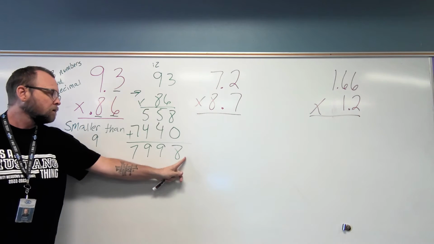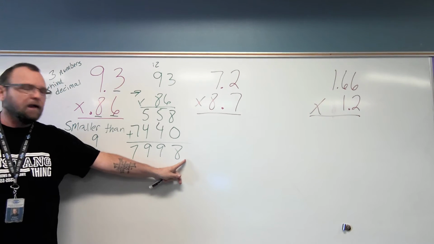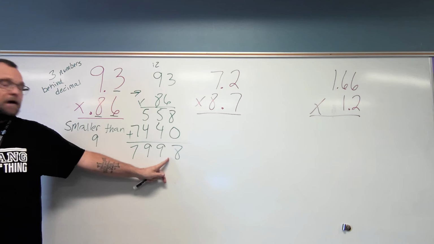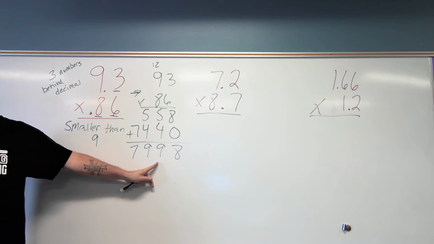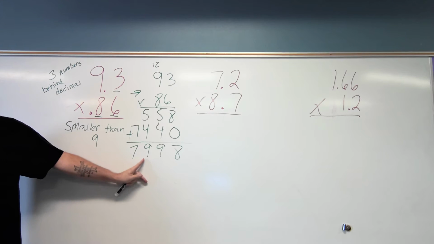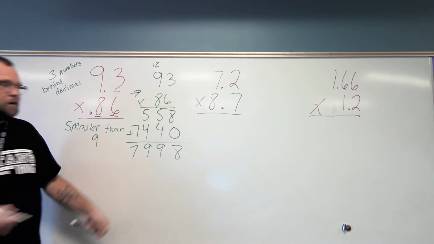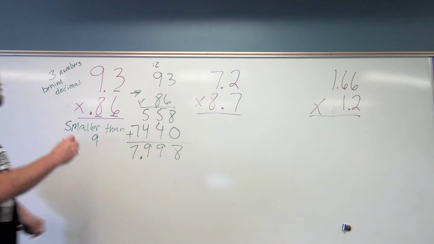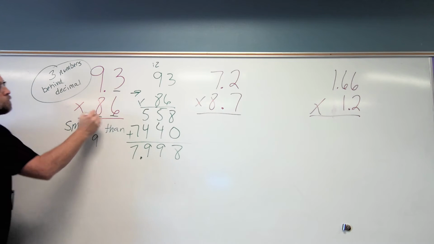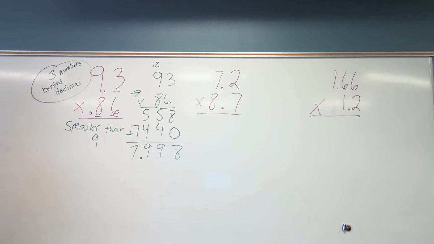If I put the decimal here, it's 7,998. That's not very close to 9. If I put it here, it's 799 and 8 tenths. That's not very close to 9. If I put it here, it's 79 and 98 hundredths. That's not very close to 9. If I put it here, it's 7 and 998 thousandths. That's pretty close to 9. Plus, we already said there's 3 numbers behind the decimal point in the answer because there's 3 numbers behind the decimal point in the problem.